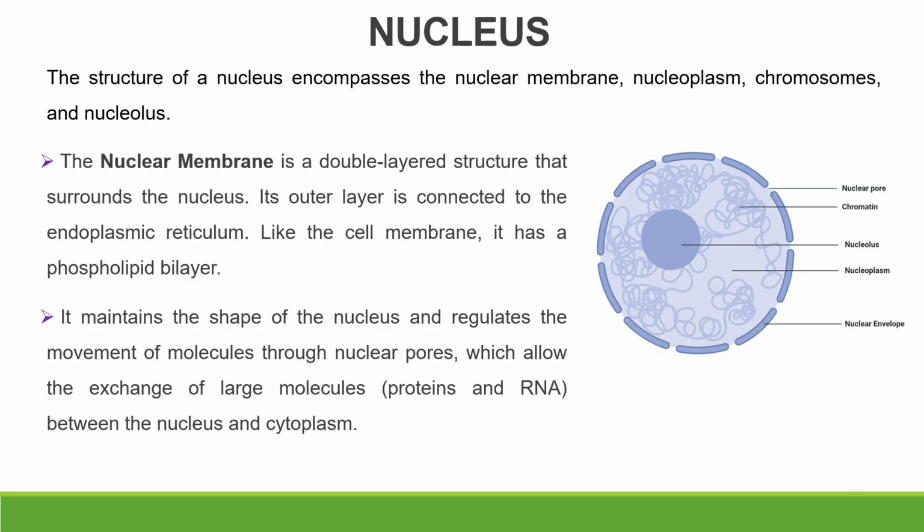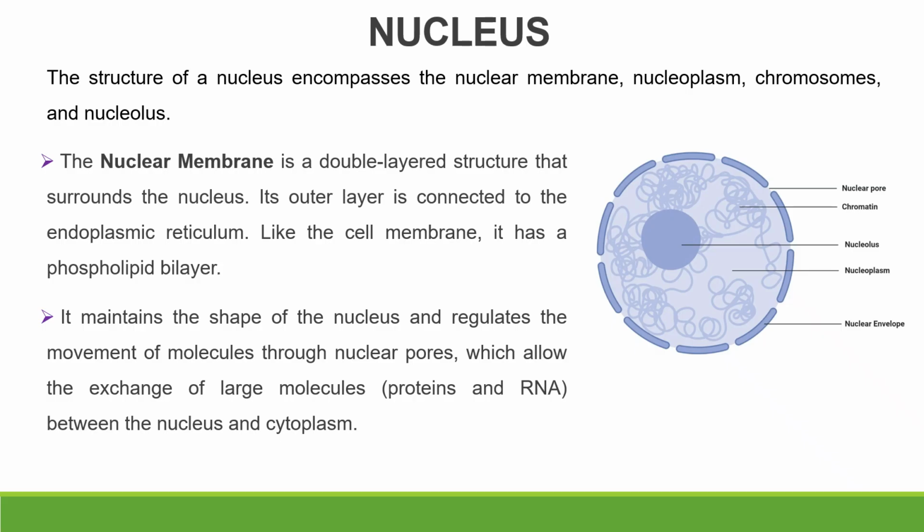And here we can see the nucleus structure. The nucleus encompasses the nuclear membrane, nucleoplasm, chromosomes and the nucleolus. The nuclear membrane is a double layered structure which surrounds the nucleus. Its outer layer is connected to the endoplasmic reticulum, of which there are two types. Like the cell membrane has a phospholipid bilayer, the nuclear membrane also has a bilayer, which maintains the shape of the nucleus and regulates the movement of molecules through nuclear pores.